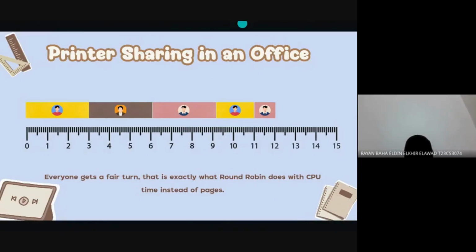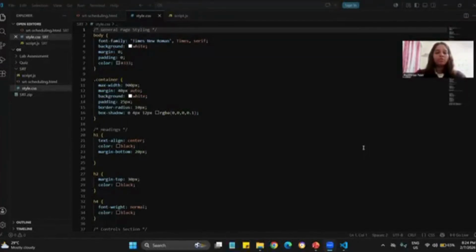Good day, doctor. My name is Rujitra, and I will be presenting the implementation of the shortest remaining time, SRT, scheduling algorithm. For this project, I developed the simulation using HTML, CSS, and JavaScript.